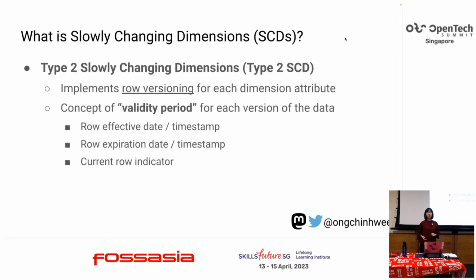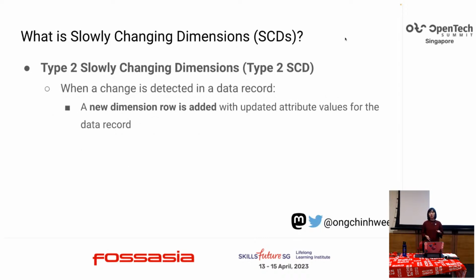In type 2, which is the focus of this talk, it implements row versioning for each dimension attribute. So for each version of data, you have a concept of validity period. So you have a row effective date, you have a row expiration date, and sometimes you may even have a current row indicator. So in this case, when a change is detected in the data record, instead of immediately overwriting the record, you create a new dimension row with the updated attribute values for the data record.